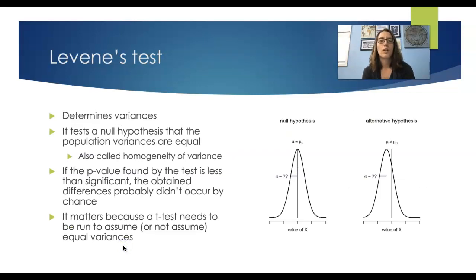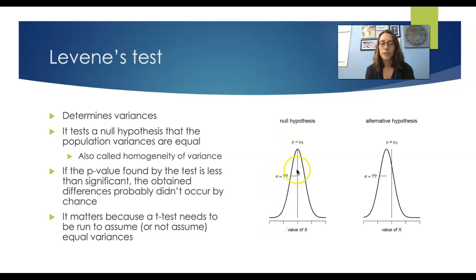We also need to run something called a Levene's test, and that determines the variances in your sample or your population group. The null hypothesis is that there are equal population variances. So that means your sample groups were essentially the same. If the p-value found by the test is less than significant, then the obtained differences probably didn't occur by chance. So that's when we're actually seeing a difference in the two groups. It matters because a t-test needs to assume or not assume equal variances. So the way that we run the statistical analysis is different based on whether those variances exist or not. You can see that here on the side.